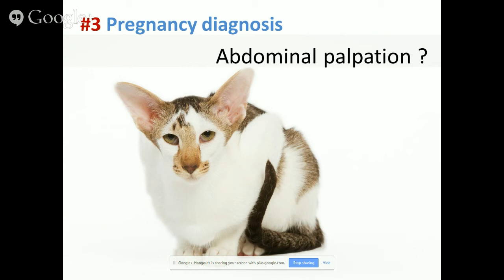You can start doing abdominal palpation typically 3 weeks after breeding the female, and in queens, it's really easy to find if there are embryos or not in the abdomen.